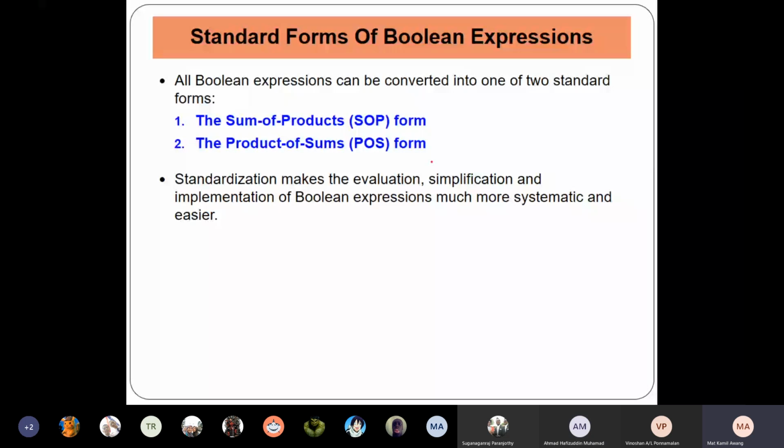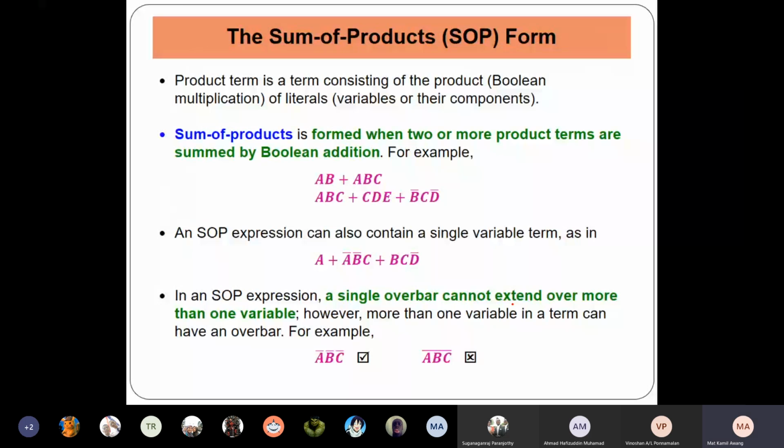So we have these two forms, sum of products and product of sums, based on the min terms and max terms. Standardization makes the evaluation, simplification, and implementation of Boolean expression much more systematic and easier. By using this, it makes our simplification process become easier. Right? So a product term is a term consisting of a product of literals. The product is the Boolean multiplication of literals, the variables or their complements.